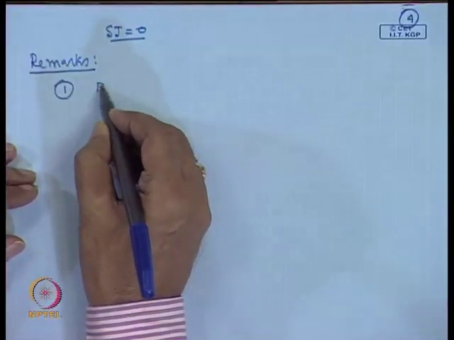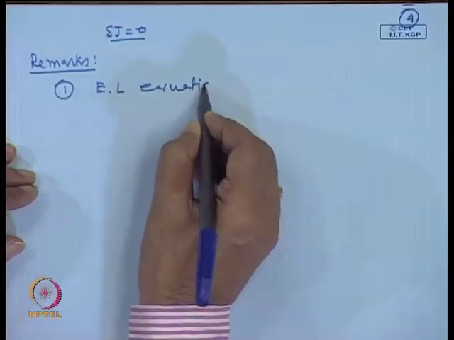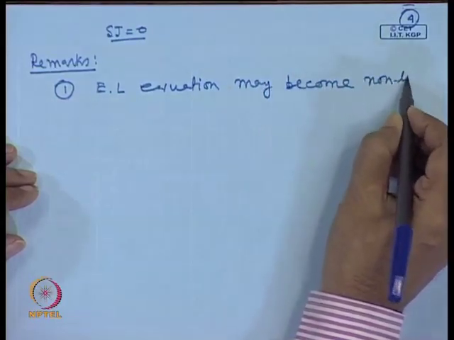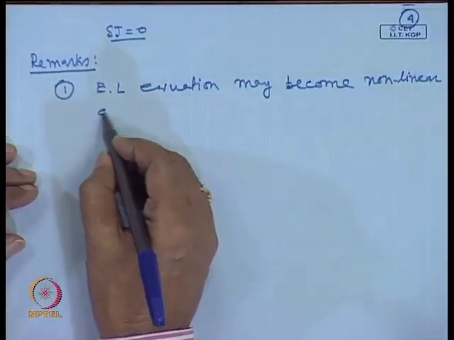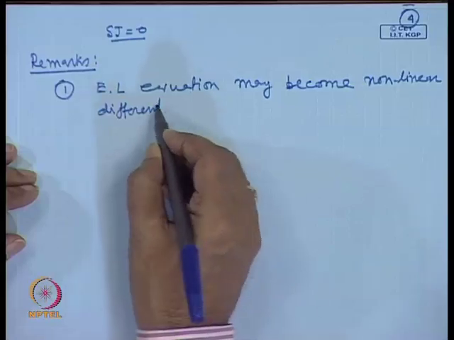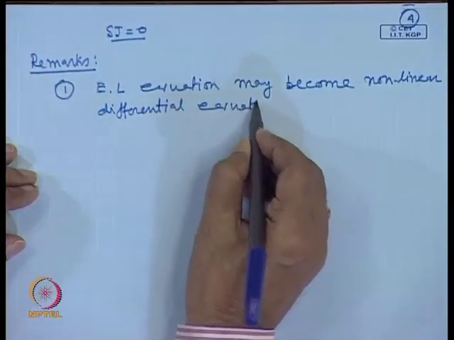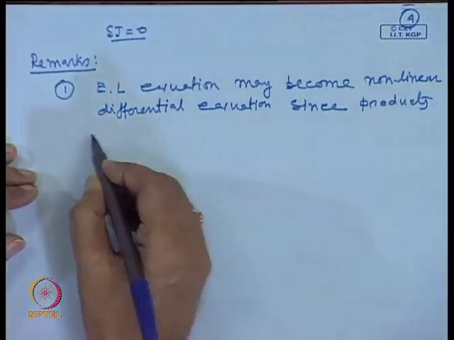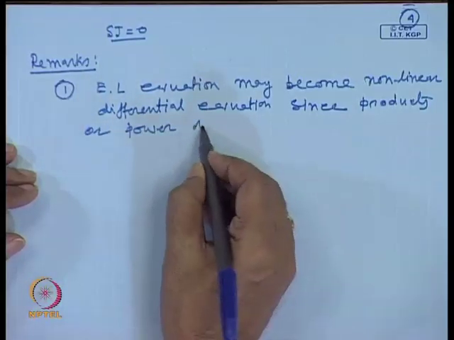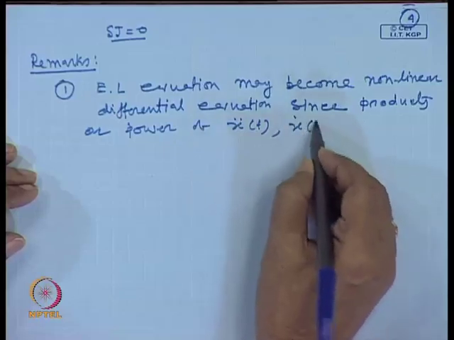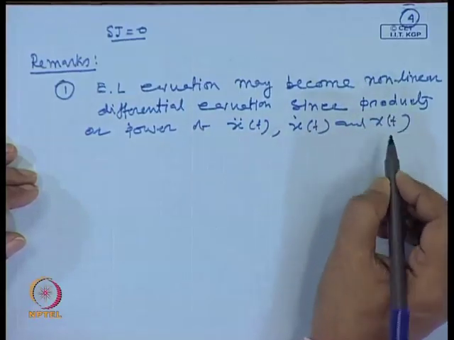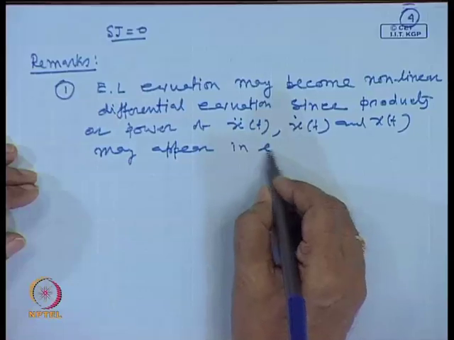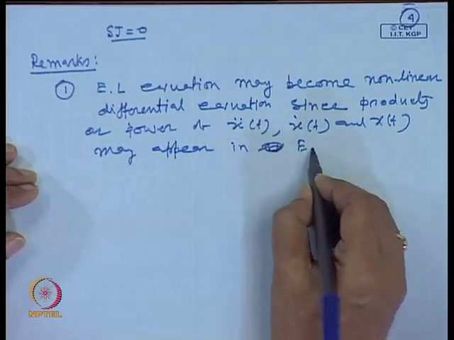First remark: the Euler's equation may become a nonlinear differential equation, since products or powers of x double dot of t, x dot of t and x of t may appear in the Euler-Lagrange equation.